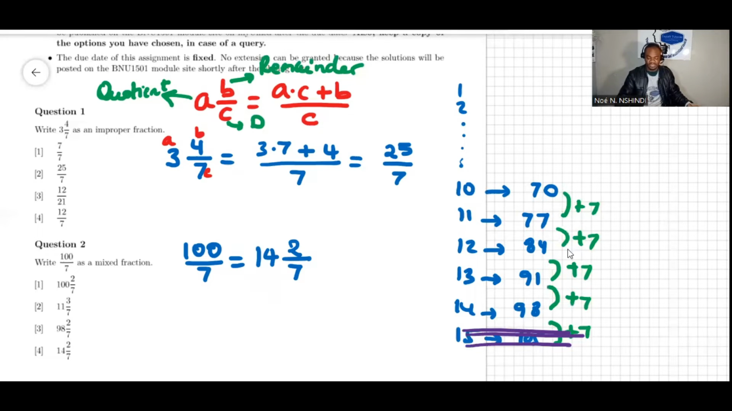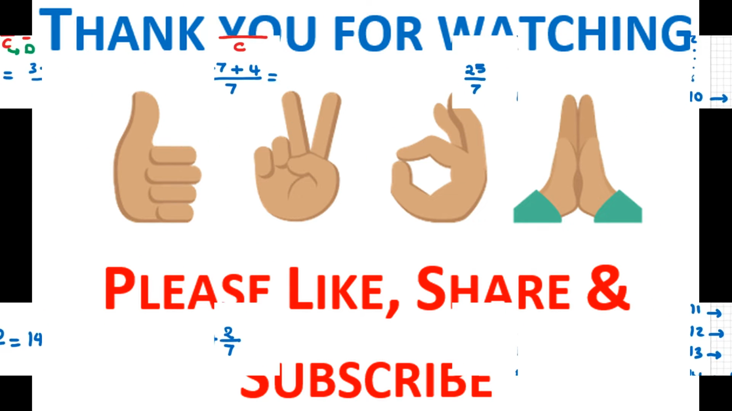Now, if I have 98, how can I get 98 to 100? The remainder is 2. So 2 will be the B. As I said, B is the remainder, and this is C, the dividend. So that will be 14 2 over 7. Okay, thank you.